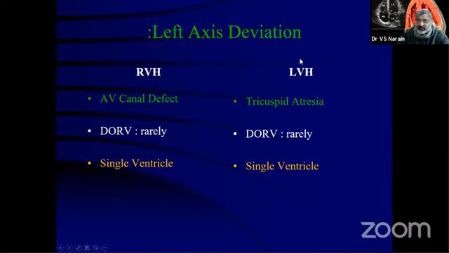Now, left axis deviation normally will go with left ventricular hypertrophy, but this combination in the setting of cyanosis gives you a diagnosis of tricuspid atresia. So the moment you have LVH and a left axis deviation in a setting of tetralogy physiology, your only diagnosis would be tricuspid atresia.